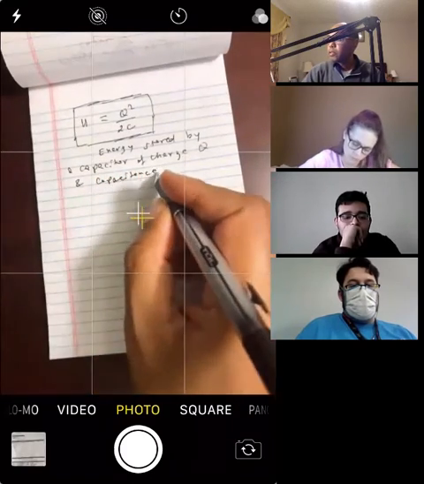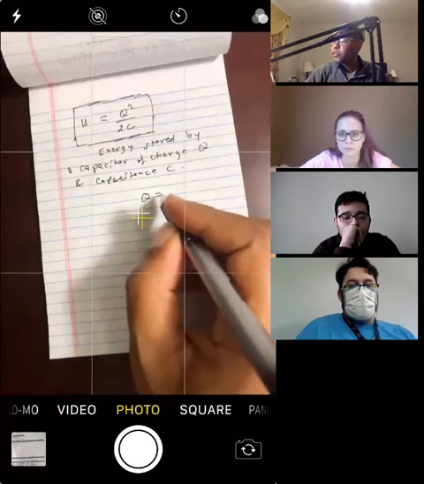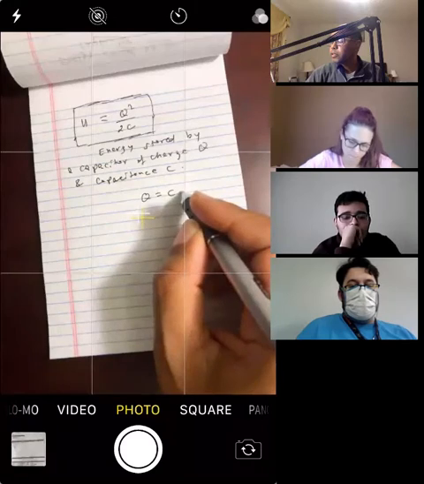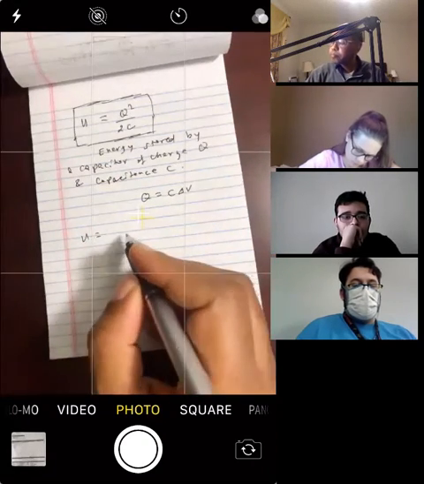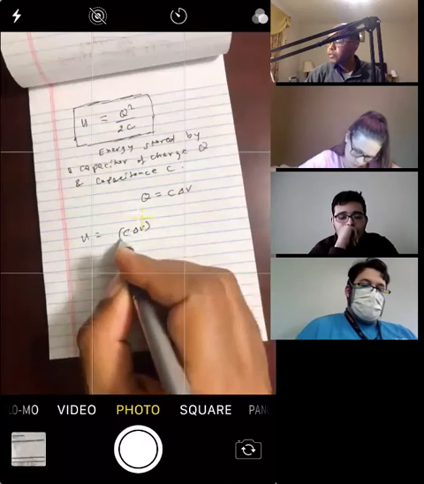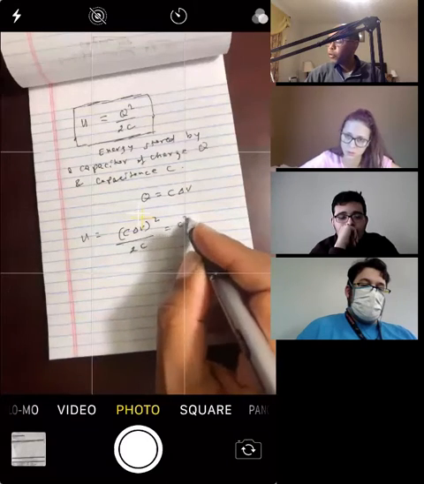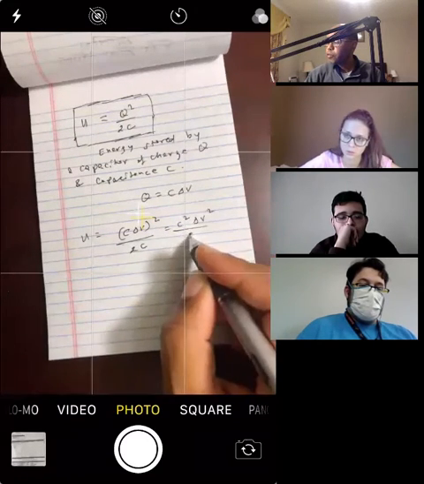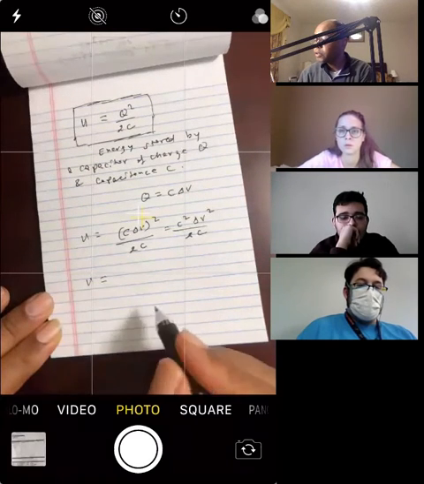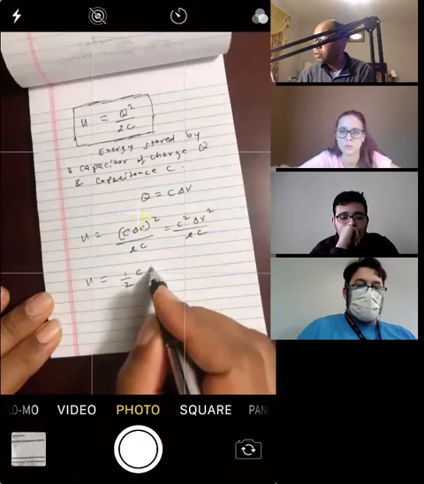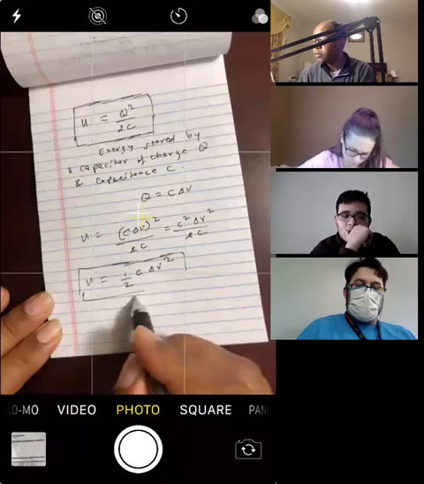Now let's try to write this in terms of potential difference. We know that Q equals C times delta V, right? So if I put C times delta V, what do I get? U equals (C times delta V) squared divided by 2C. So that is C squared delta V squared over 2C. So I get U equals 1/2 C delta V squared. So that's another formula you can use in terms of capacitance and potential difference.